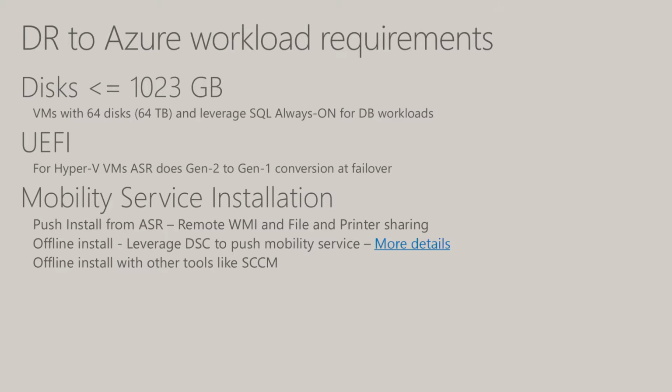Last but not the least, we talked about the mobility service, the lightweight service in your workload. To push this service from ASR, we need to enable WMI and file and printer sharing, a very standard way to push any software in the workloads. However, a lot of our enterprise customers also use their own methods to distribute the software. For example, we have a blog post on how you can do this with DSC. We also have capability for how you can do this with System Center Config Manager and things like that.